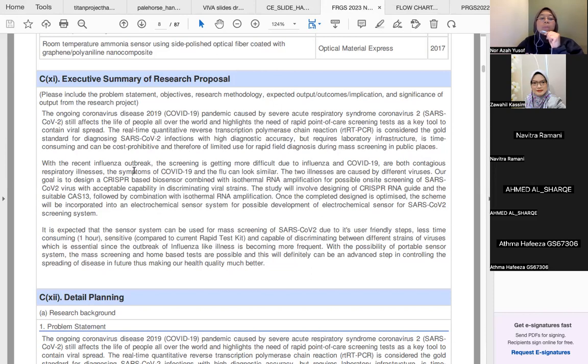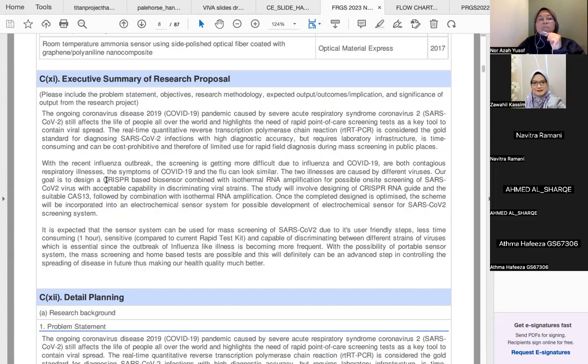Okay, and then I talk about the influenza outbreak. Because after COVID, we have an influenza outbreak, so the screening is getting more difficult. Both are RNA viruses, but you're not sure whether you have influenza or COVID. So how are you going to do that? I highlighted here that the two illnesses are caused by different viruses.